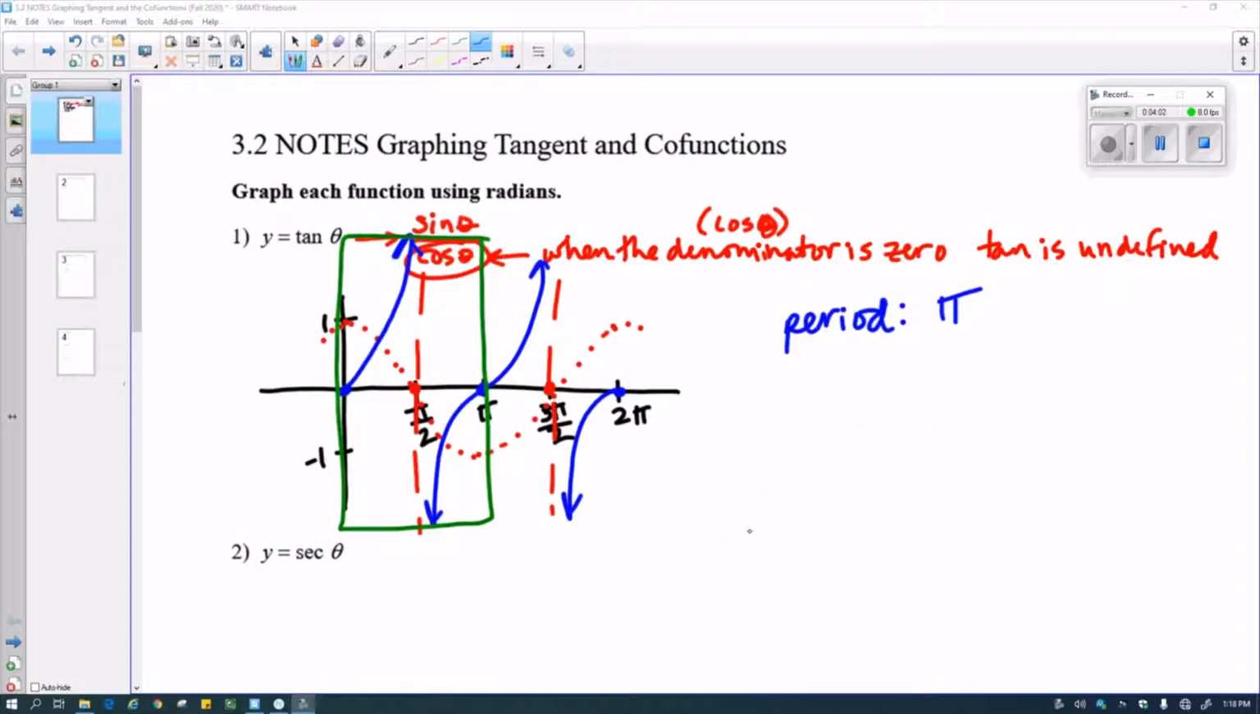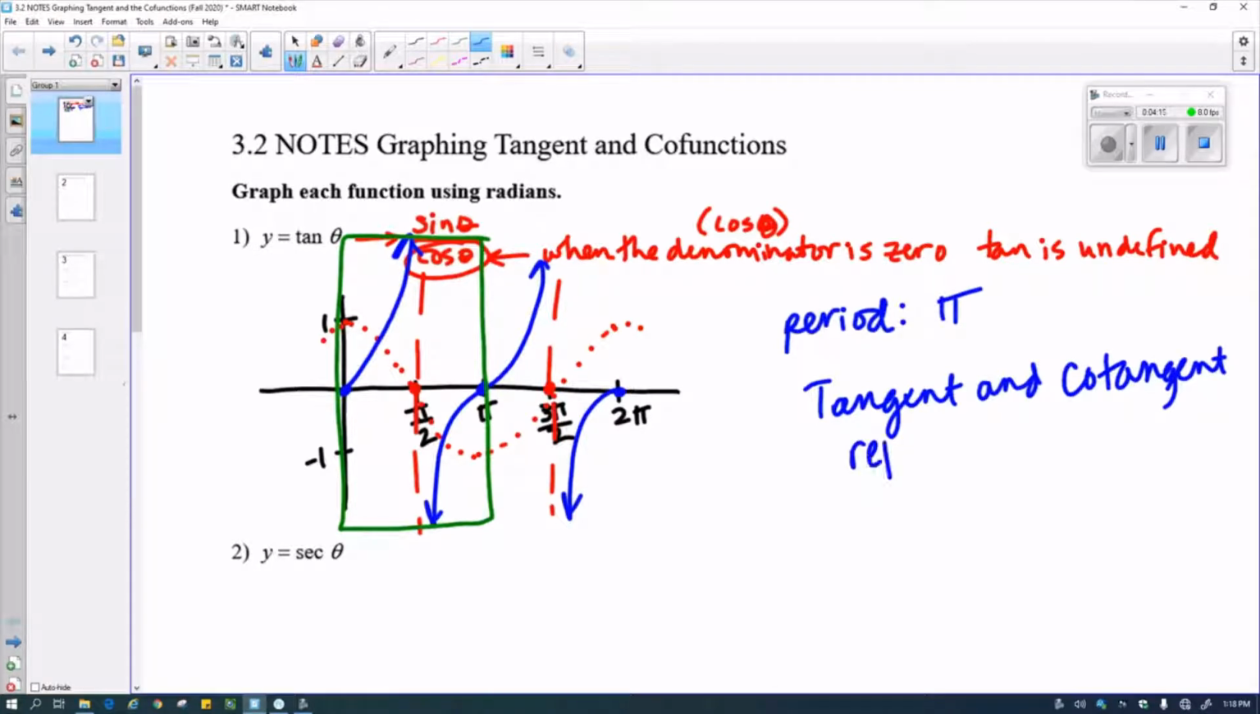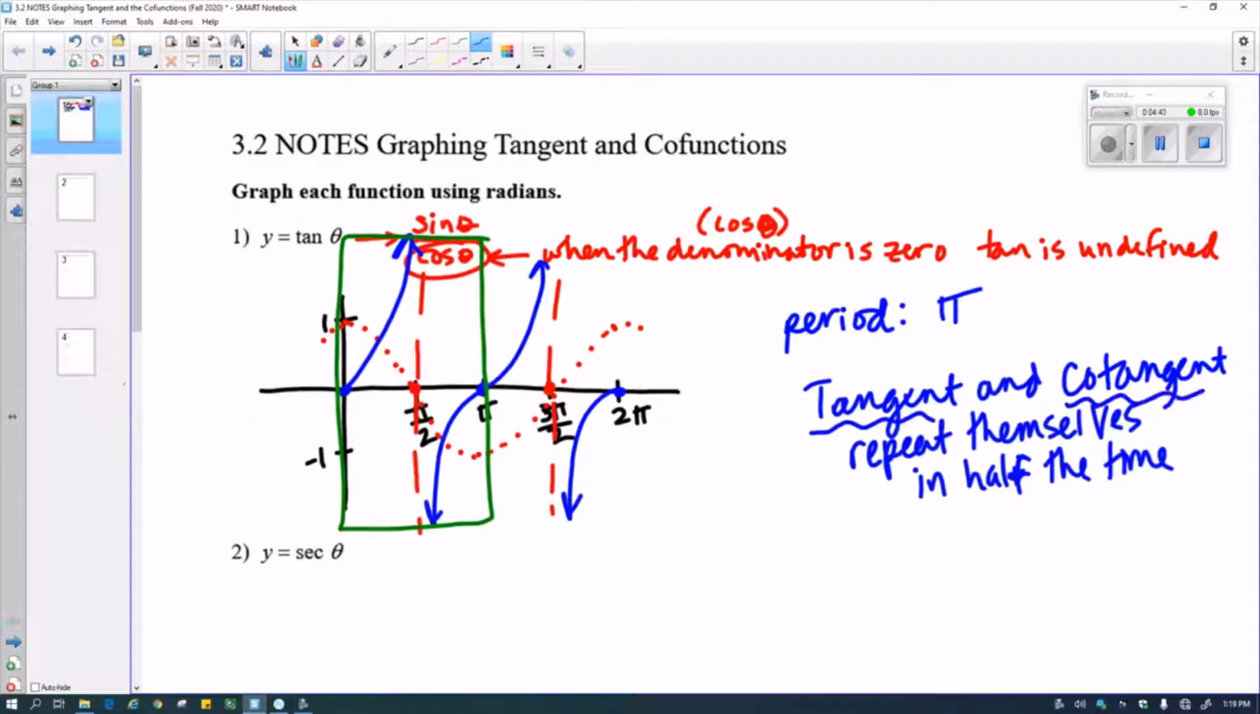Again, this happens for tangent and cotangent: they repeat themselves in half the time. So what do we do? We cut the period in half. Instead of it being 2 pi, it's pi. So tangent and cotangent, that's going to happen too. Other than that, the rest of the graph is kind of the same in terms of how you number it, etc.